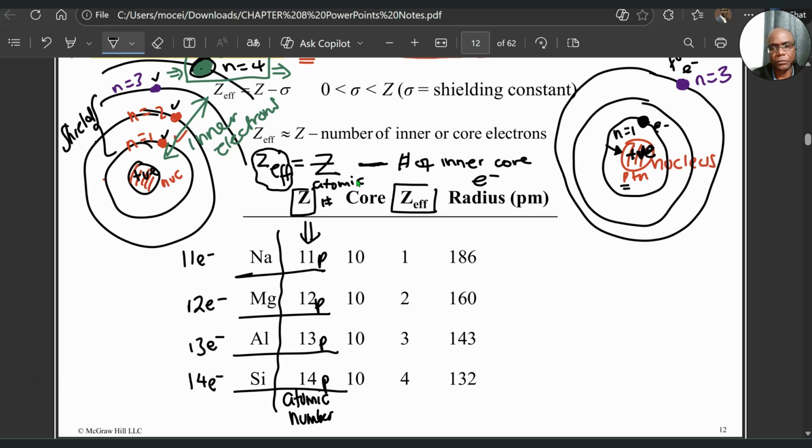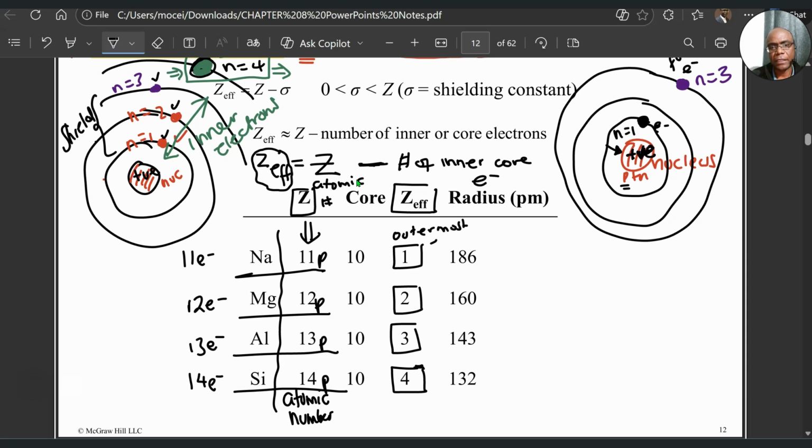Okay, so the Z EFF is taken to be 1 for sodium, 2 for magnesium, 3 for aluminum, 4 for silicon. They match the number of valence electrons in these elements. The core electrons are the ones that are shielding the outermost.